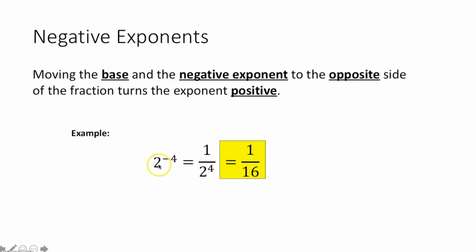So here you can see 2 to the negative fourth. The way you evaluate this is you say, okay, I'm going to take that 2 to the negative fourth and move it to the denominator where the exponent now becomes positive. And I can evaluate this. So instead of 2 to the negative fourth, it's 1/2 to the positive fourth. And 2 to the positive fourth is 2 times itself 4 times. 2 times 2 is 4, times 2 is 8, times 2 is 16. So it's going to be 1/16.